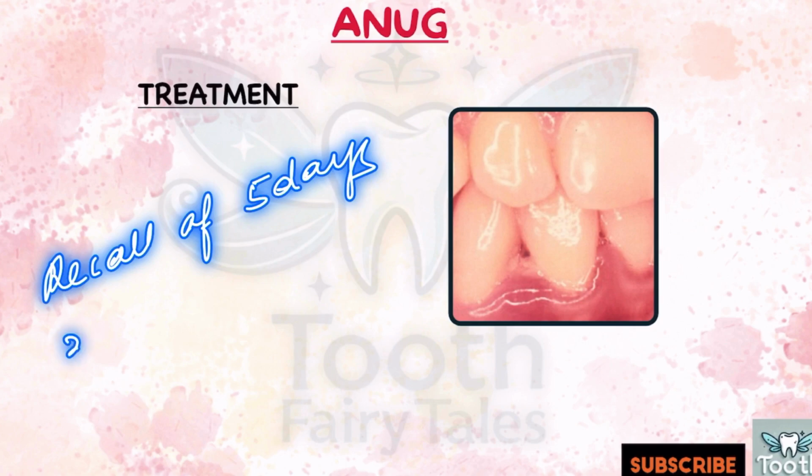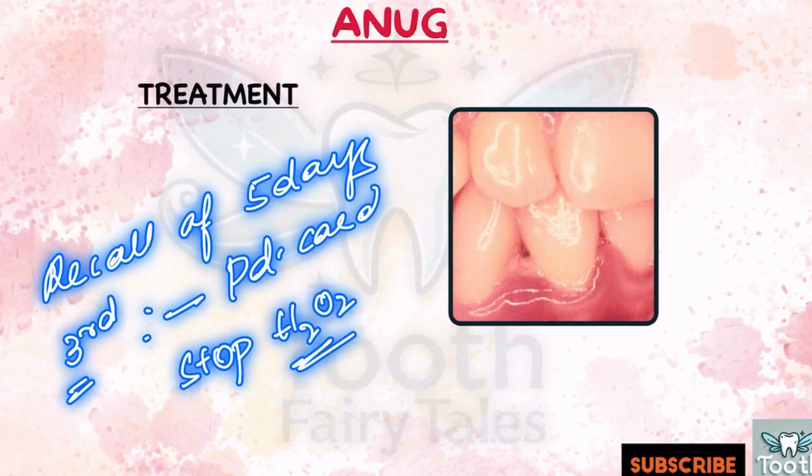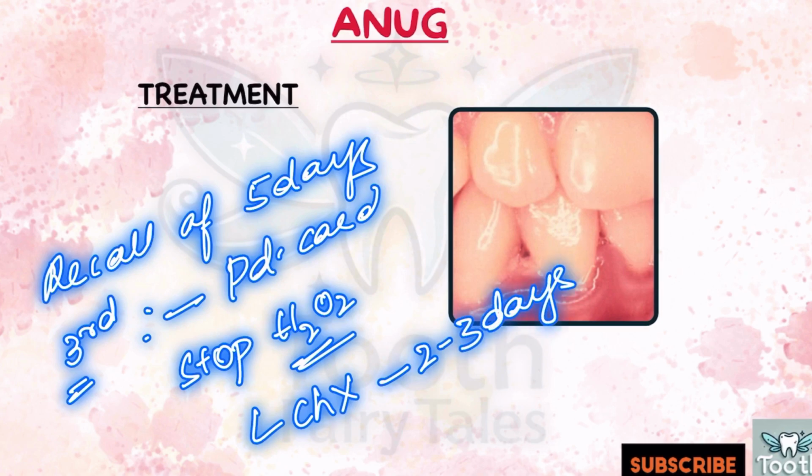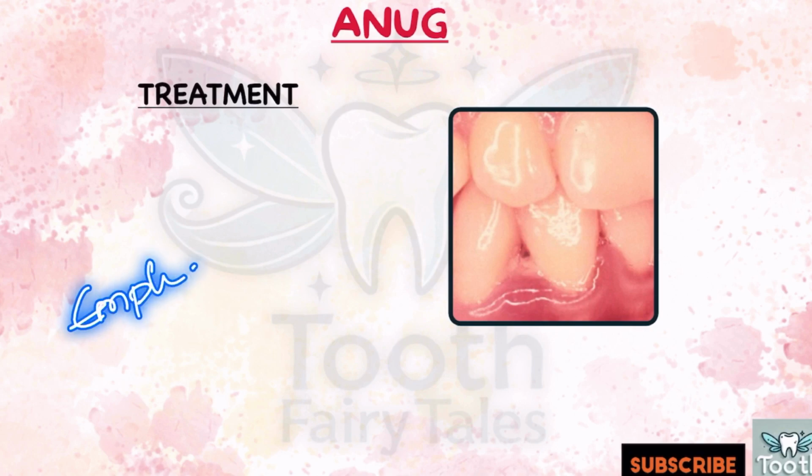During the third visit, you can plan for long-term periodontal care and ask the patient to stop hydrogen peroxide rinses, but he can continue the chlorhexidine rinses for another 2 to 3 days. You can perform further scaling and root planing if necessary, provide nutritional counseling and smoking cessation advice, and emphasize long-term plaque control.